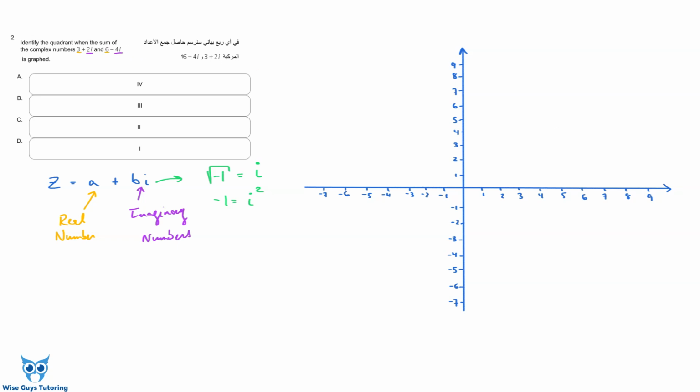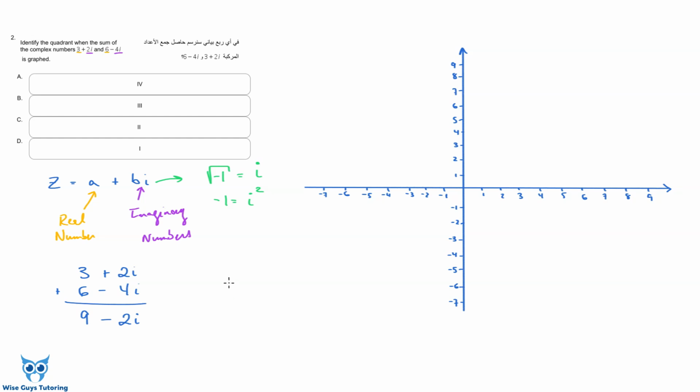Now, when we're adding complex numbers, when we're taking the sum of two complex numbers, it's actually really easy. What you do is add the real components together, and then you add the imaginary components together. So for us to add 3 + 2i to 6 - 4i, this is just going to give me 9 - 2i. Okay, so that's our answer.